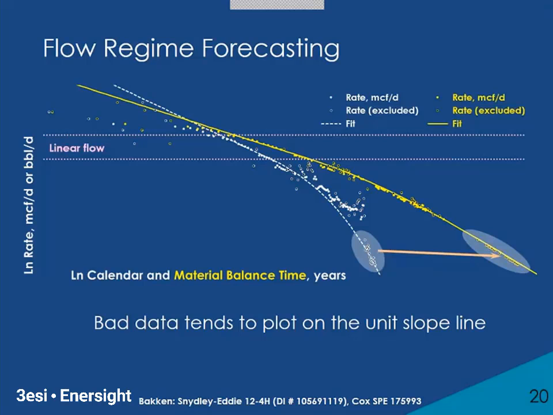I'll use a pointer so those on WebEx can see. This data here is fitting perfectly on the unit slope line, and yet it's data that doesn't fit the rest of the trend. But it looks like good data, and I've been following this data every 2 or 3 months, and it's still fitting on that lower trend. So what's happening on this well?